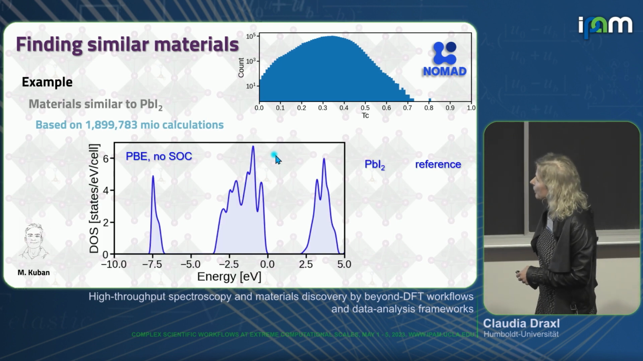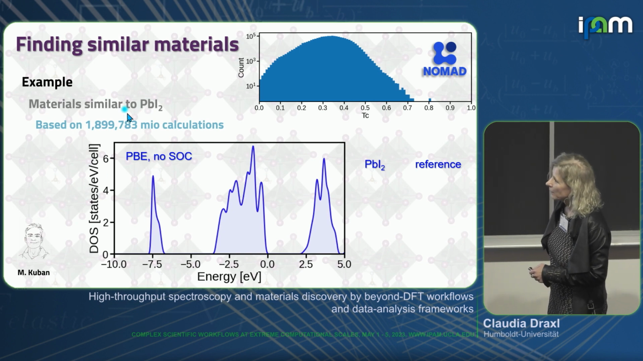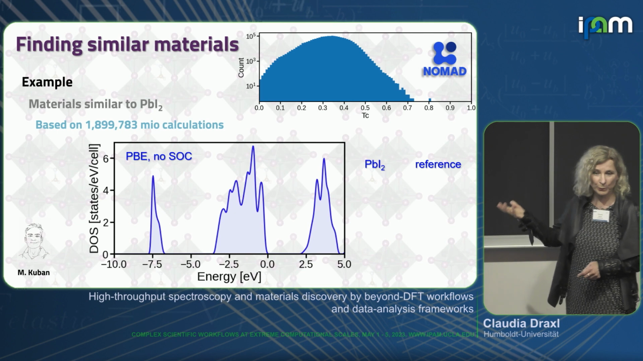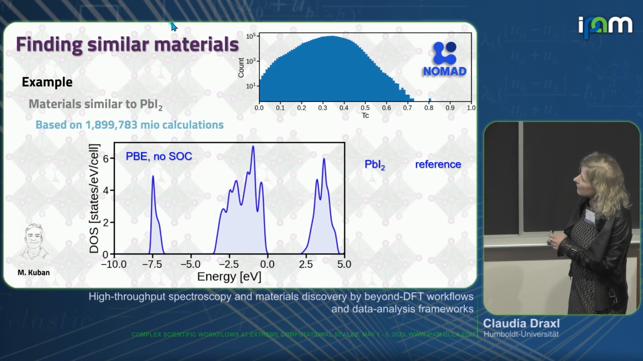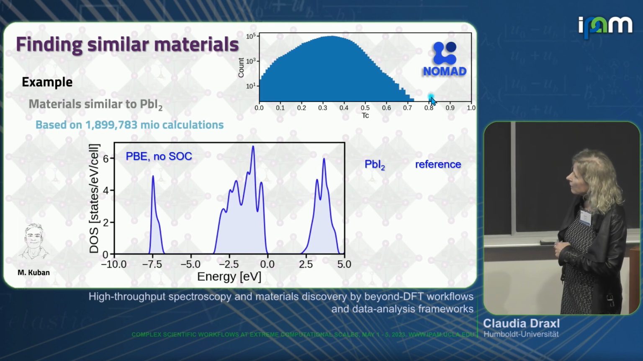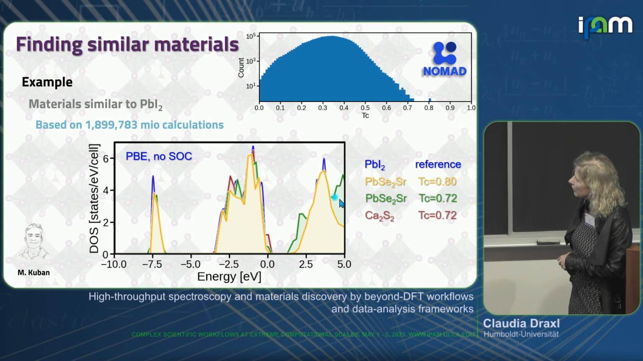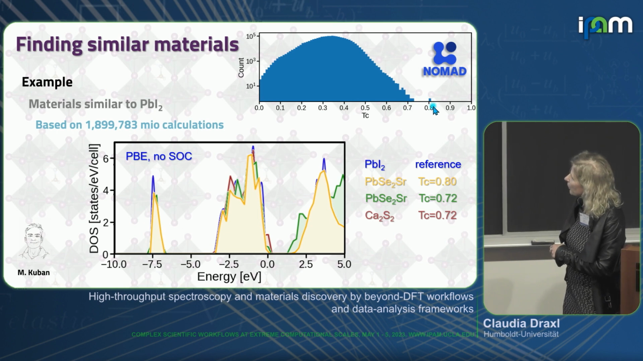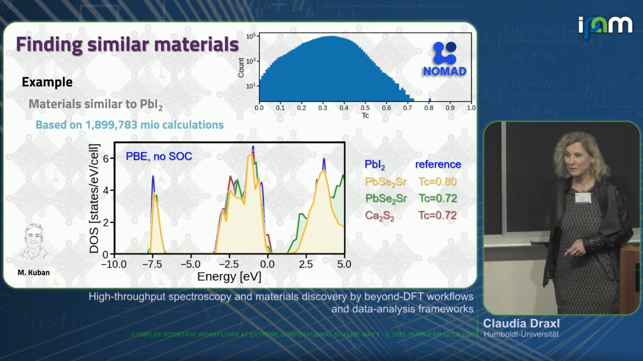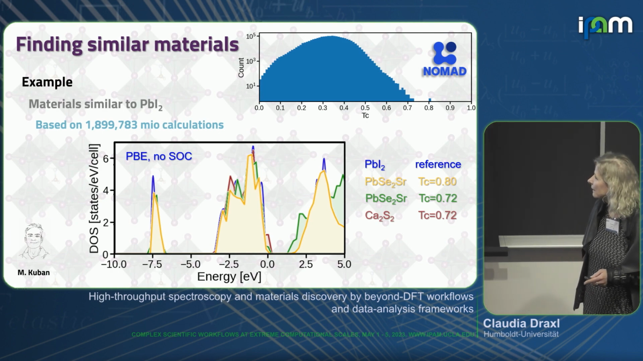So, you use this lead iodide as a reference. This is the density of states. And then we scanned 1.9 million calculations in order to find out what the most similar ones are. You see here from the distribution that the similarity with most of the materials is very lousy, and there are just a few outliers in this range, and these are the systems that we have here. They have similarity coefficients of something like 0.8, and the others are already lower. And there's one material that doesn't have lead and looks similar. But this is just an outlook of what we would like to do in the near future.